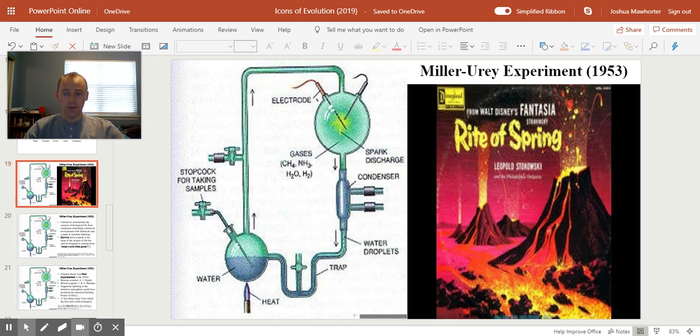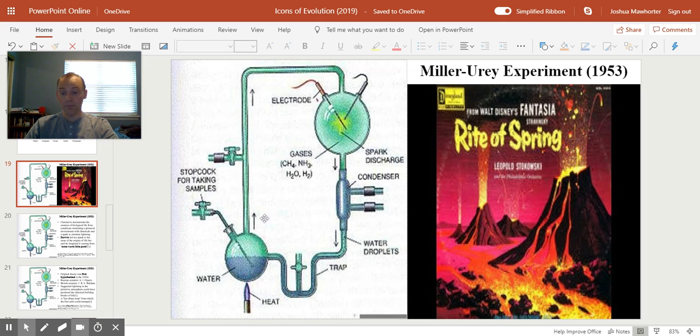Looking at Icons of Evolution, the book by Jonathan Wells, an evolutionary biologist. As you can see in the previous video introducing that topic. The first icon of evolution that he looks at, and that we're going to look at, is the Miller-Urey Experiment in 1952-53. And the icon is actually over here on my screen on the left.